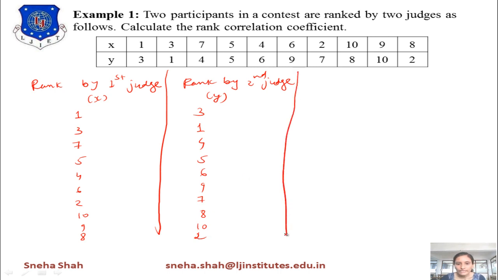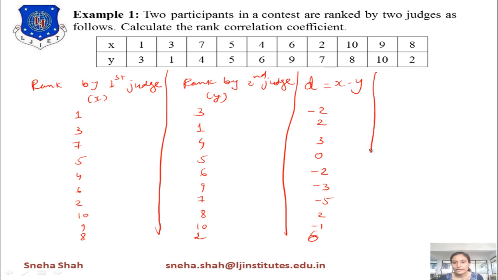Now if we take the difference between these two, x minus y, it is considered the difference d. So the difference of these two ranks will be considered the difference d. Taking the difference, 1 minus 3 means minus 2. Likewise we will find all these values: 7 minus 4 is 3, 5 minus 5 is 0, 4 minus 6 is minus 2, minus 3, minus 5, 2, minus 1 and 6. 8 minus 2 equals 6.